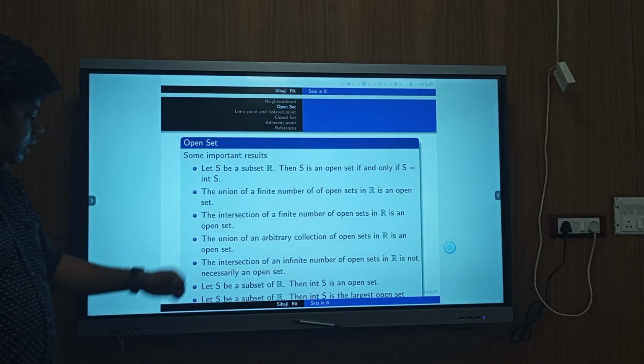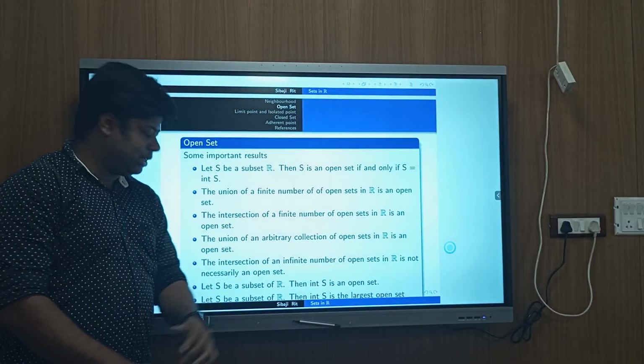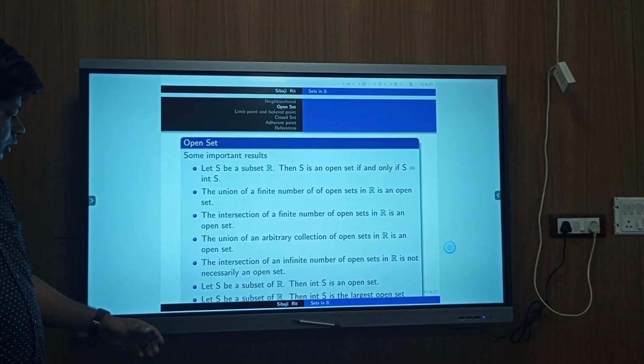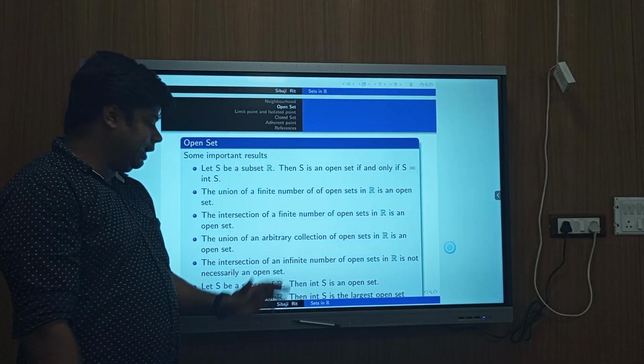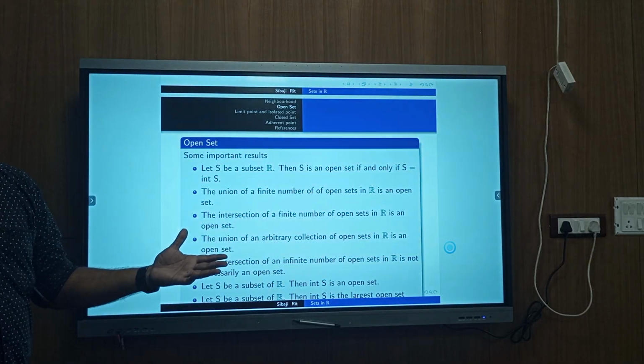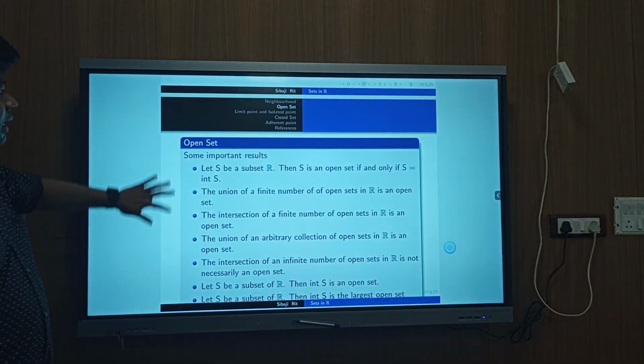Two other results: let S be a subset of R. Then the interior of S is an open set, and the interior of S is the largest open set contained in S.